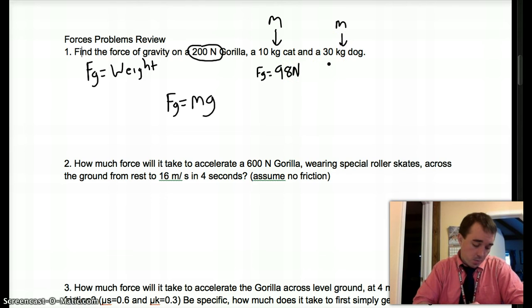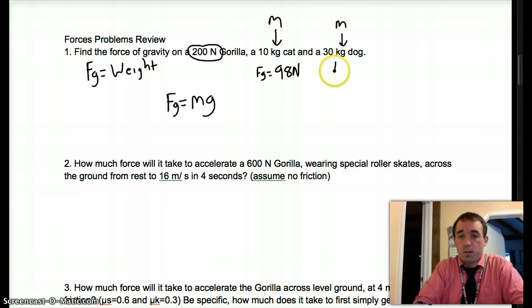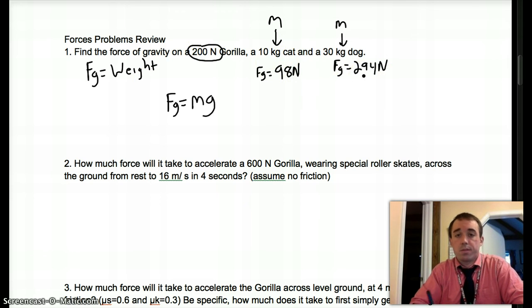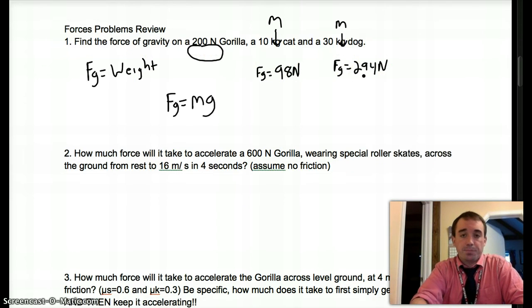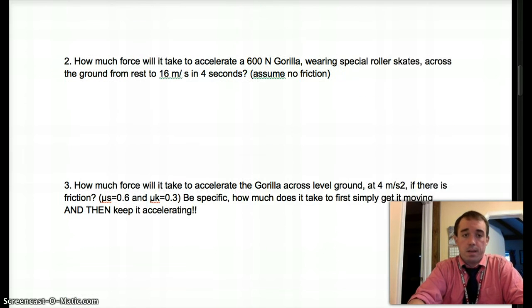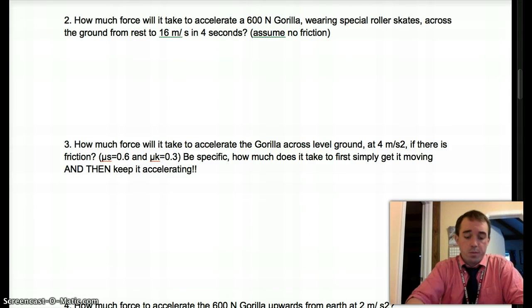And 30 times 9.8 is 294. So that's relatively simple. So force of gravity of the gorilla, 200 newtons, 98 newtons for the cat, 294 newtons for the dog. Close that out. Moving right on to number 2.